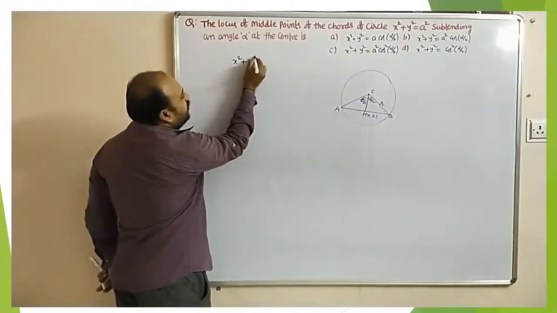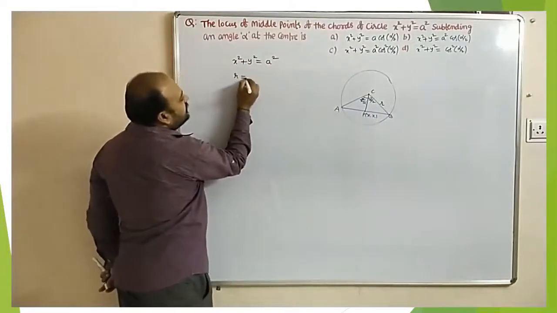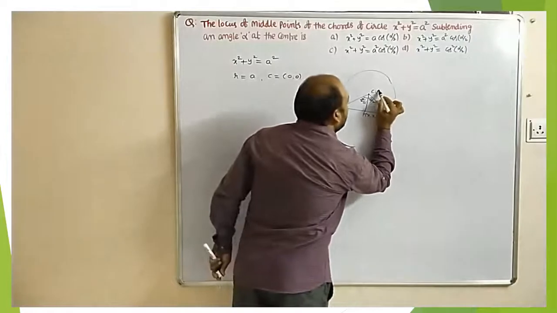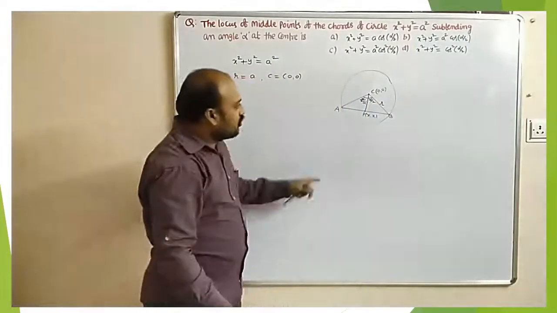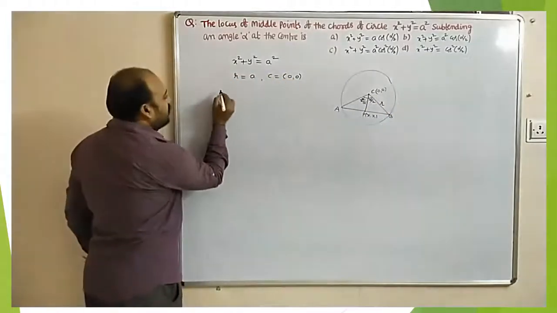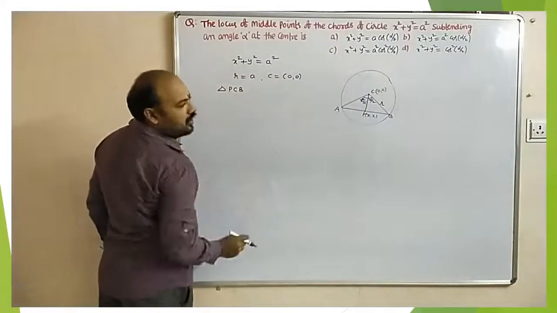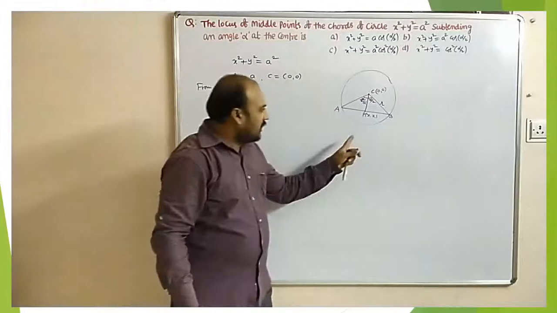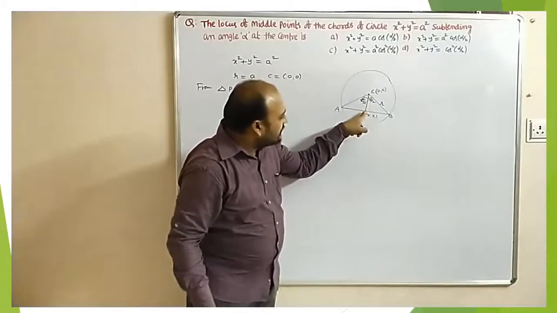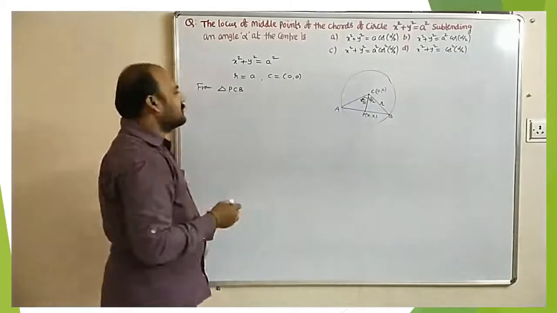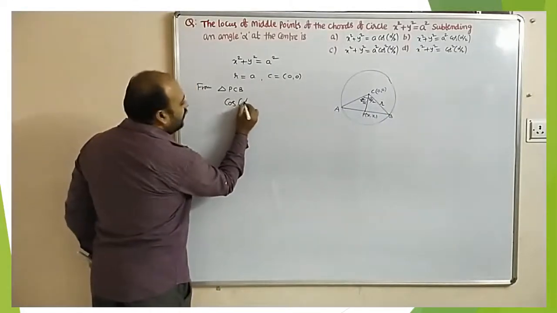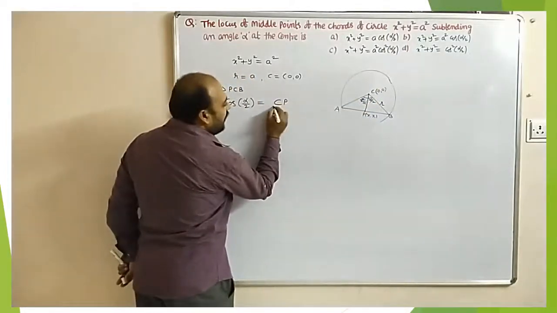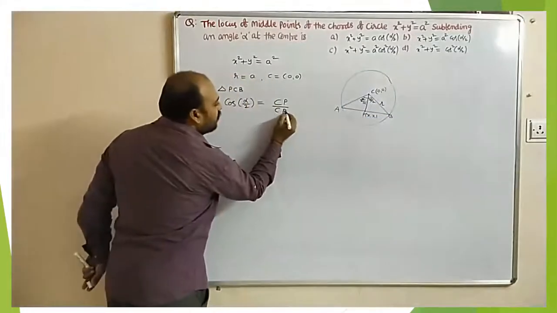Circle equation x square plus y square equal to a square, whose center is C, radius is a, and center is 0, 0. It's not required, but we have to write it. So center is 0, 0. So here CP and radius, from triangle PCB, whenever we know adjacent side and hypotenuse, this is the adjacent side, this is hypotenuse. So cos, what is the angle here? Cos alpha by 2 equal to CP divided by CB.